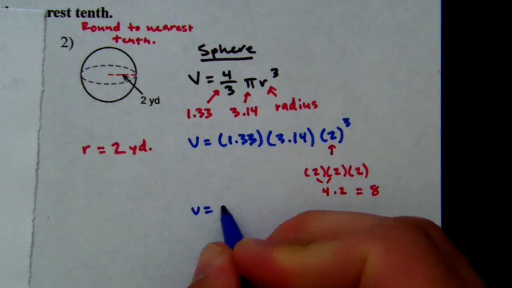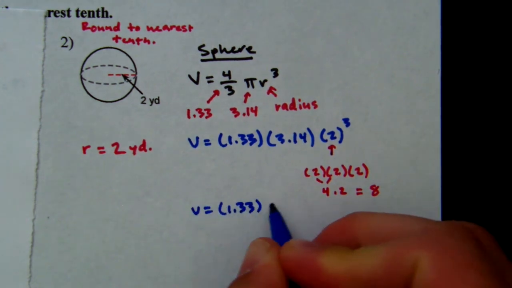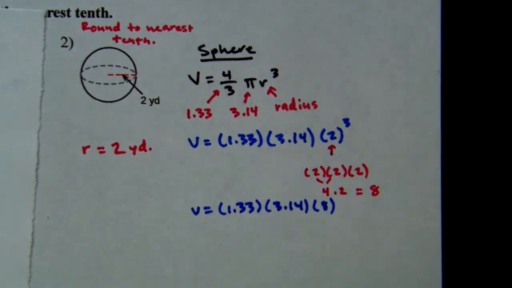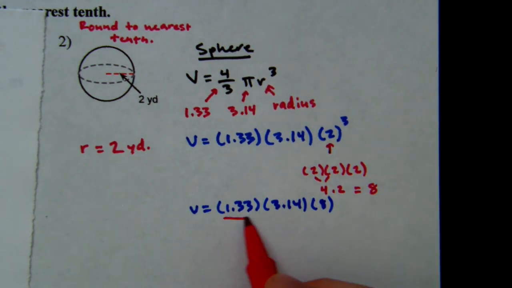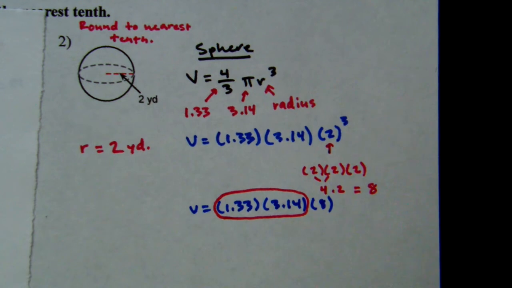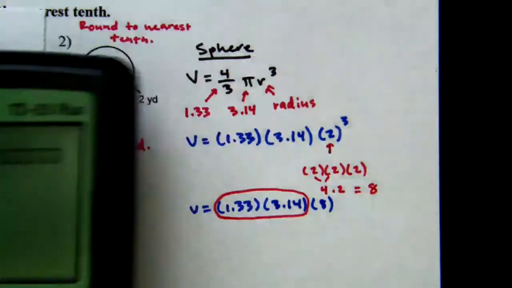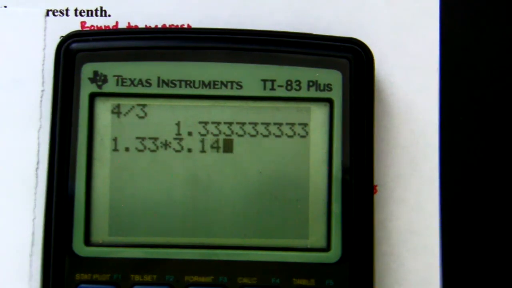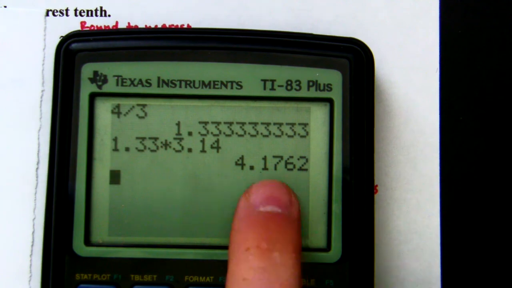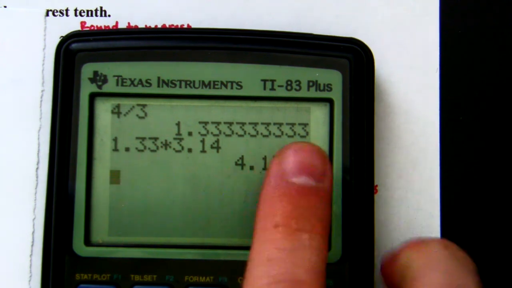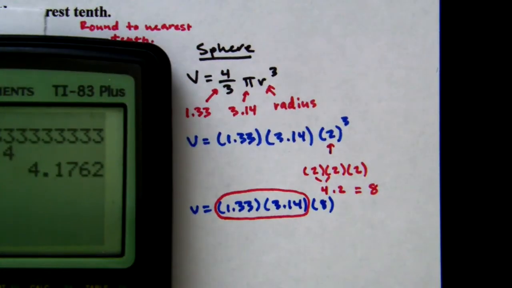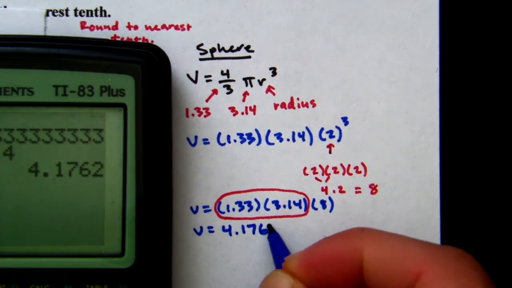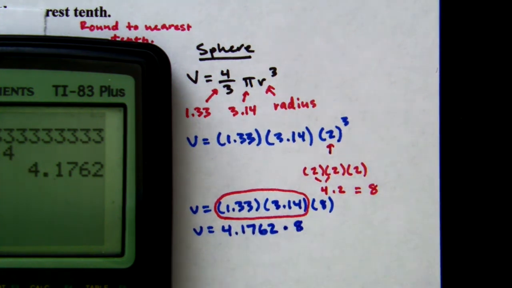So we have volume equals 1.33 times 3.14 times 8. Now, because they are next to each other, we just have multiplication. So I'm going to multiply left to right. 1.33 times 3.14. Now, our answer, we're going to round to the nearest tenth. But I'm going to write this number all the way out. So I'm going to say volume equals 4.1762 times 8.